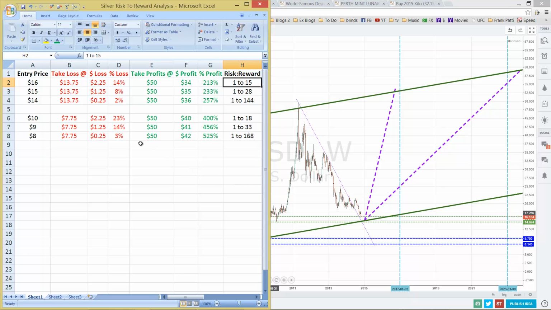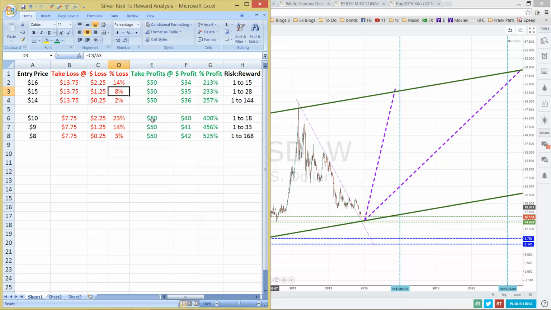Now, if you decide that you want to see the price go down a little bit further before you get in, and you enter at $15, then the stop loss will still be at $13.75 because it's below this bottom dotted green line, and your amount of loss will be $1.25 per ounce of silver. This represents an 8% loss.